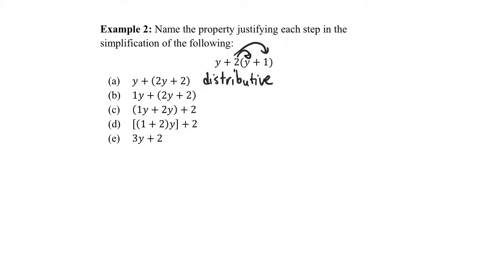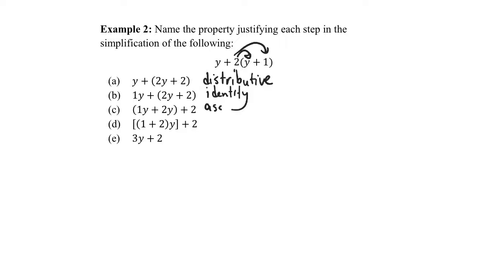How about from line A to line B? What allows me to go from line A to line B? This one's a little bit weird, Olivia? What is it? Identity, very good. I'm allowed to just put a 1 in front of something and it's still the same thing. It is identical.